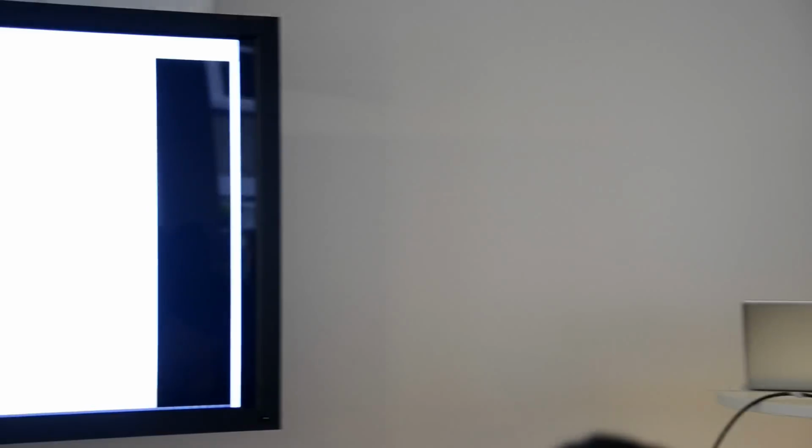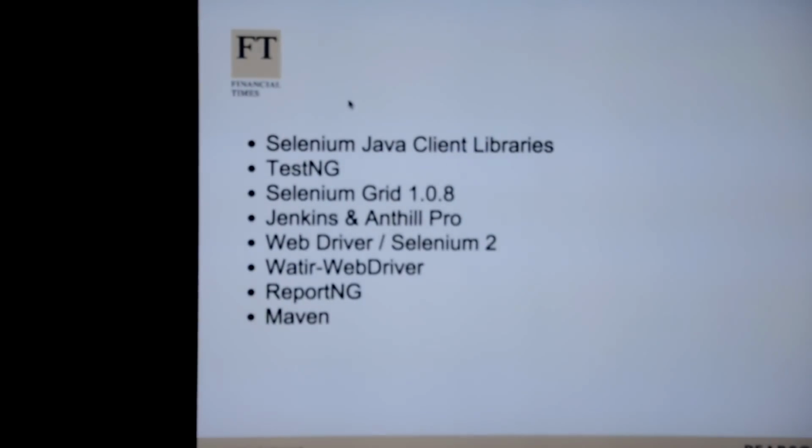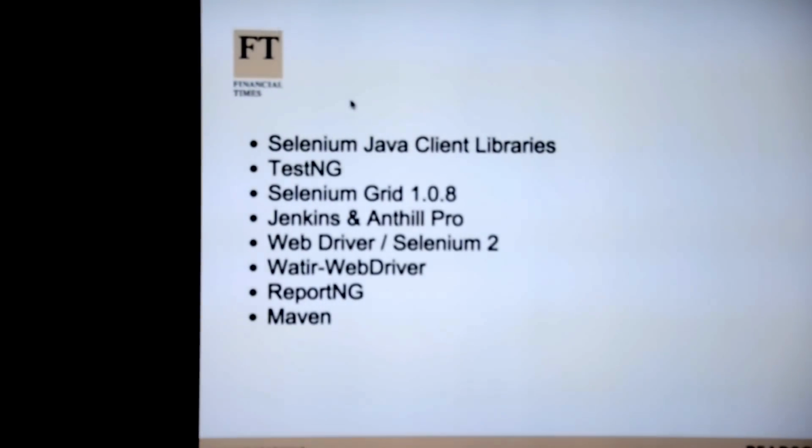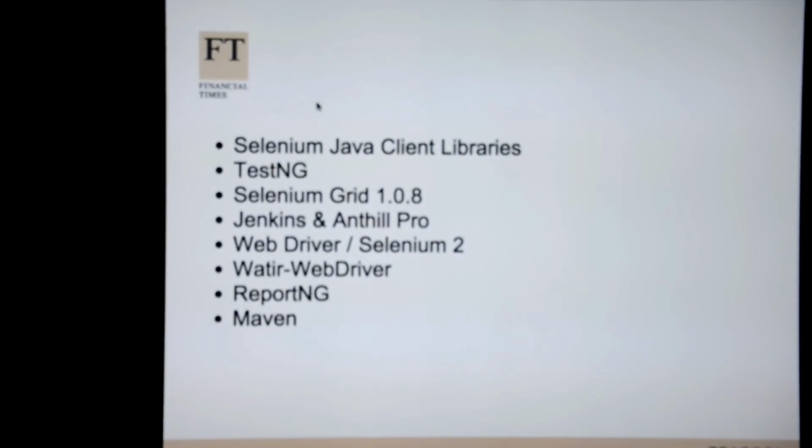So the technologies that we are using are pretty standard across the board. Within FT, we have different projects. And most of the projects that are doing browser-based automation are using the same technology, like Selenium Java client libraries. We are using TestNG to drive these tests. And we have a Selenium grid setup, which is using 1.0.8, that runs our overnight tests.